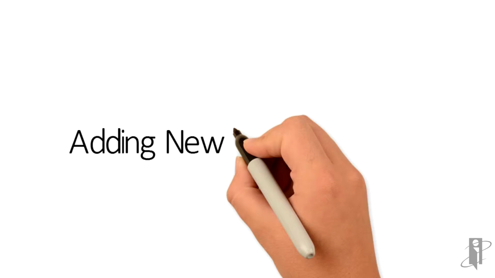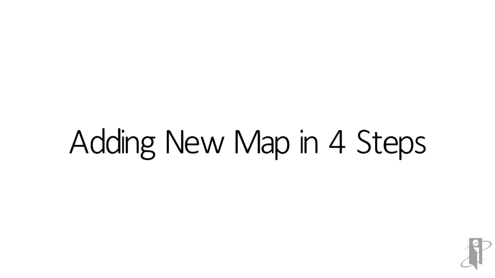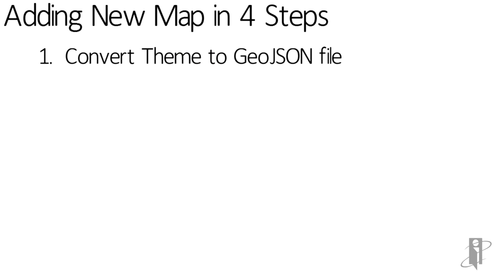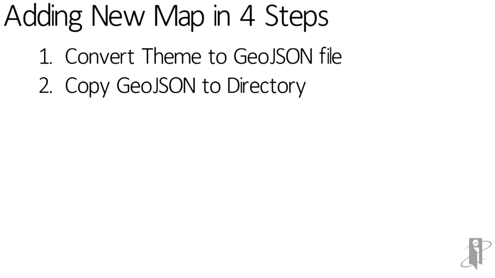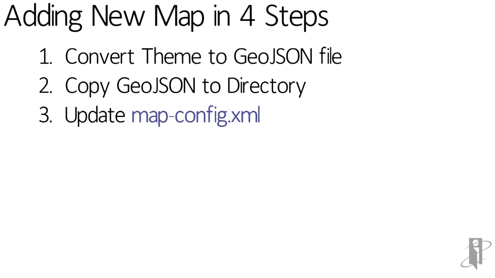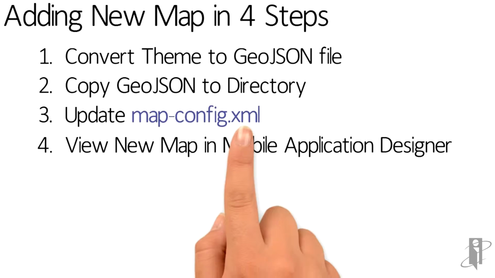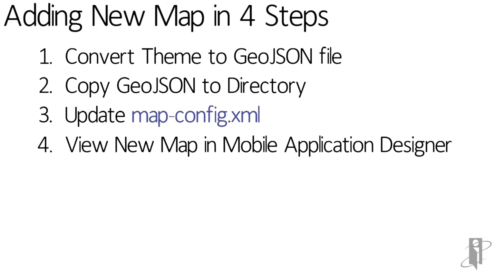So how do we add new maps into Mobile Application Designer? Well, it's pretty much down to four simple steps. We convert the theme that we already have that we're using in OBIE to a GeoJSON file. We copy that GeoJSON file into the directory where Mobile Application Designer picks up its maps. We update the map config XML to include information regarding our GeoJSON file and our layer that we'd like to map. And then finally we view it in Mobile Application Designer.